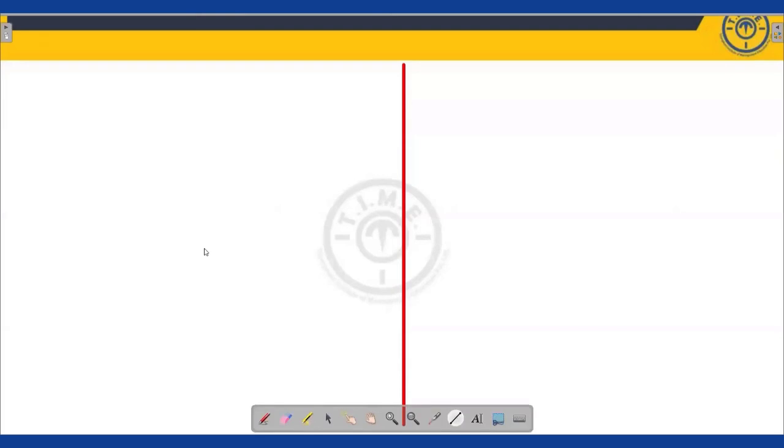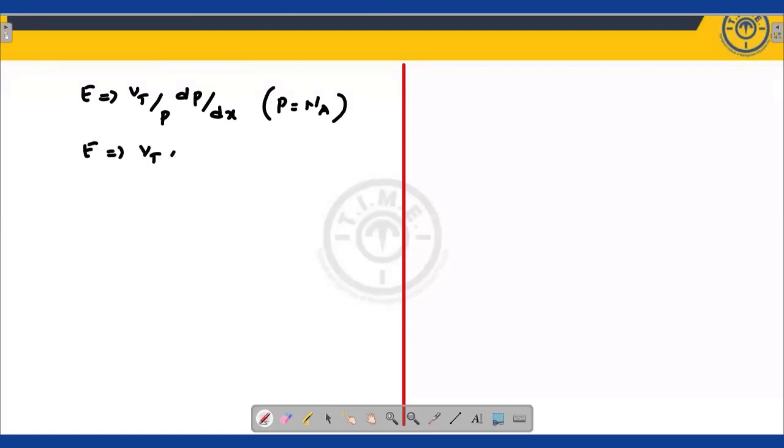Here, very important is that E is equal to VT by P into dP by dx. Here P equal to Na, my dear friends. Then what happens? E is equal to VT by Na into dNa by dx.